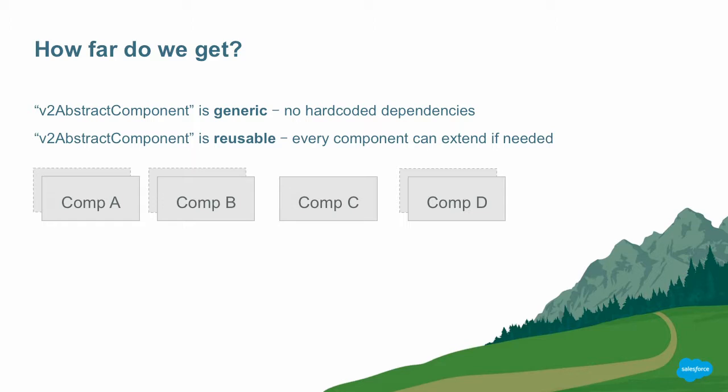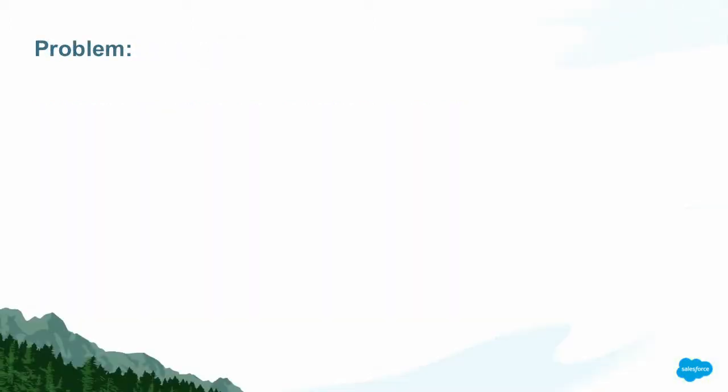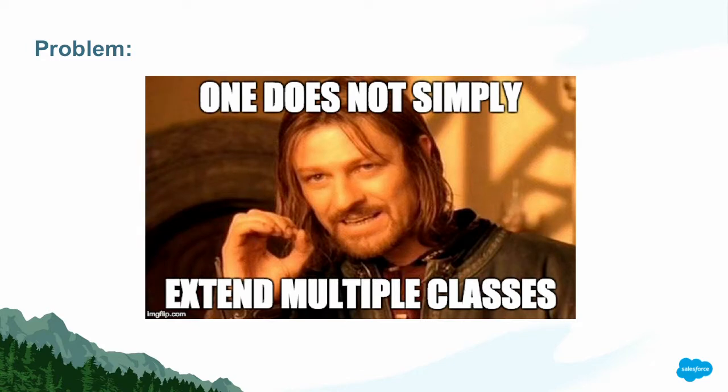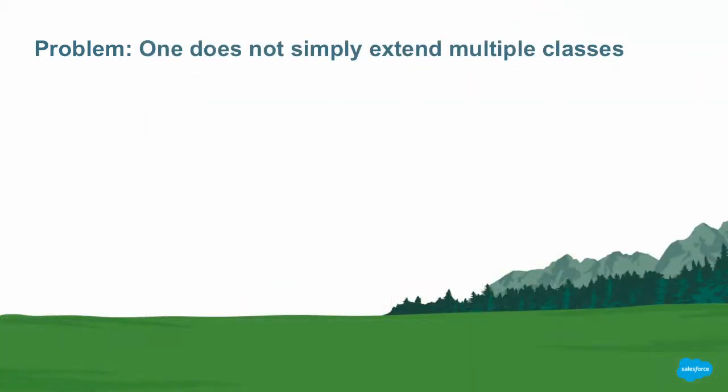So far, so good. So for instance, component A is handling contacts, component B is handling opportunities, component C is not handling data, so I don't need to call Apex, so I don't need to extend the base class, and probably have another component. But there is still a problem. One does not simply extend multiple classes. Inheritance is just one-to-one. You can implement multiple interfaces, but you can only extend from one class.